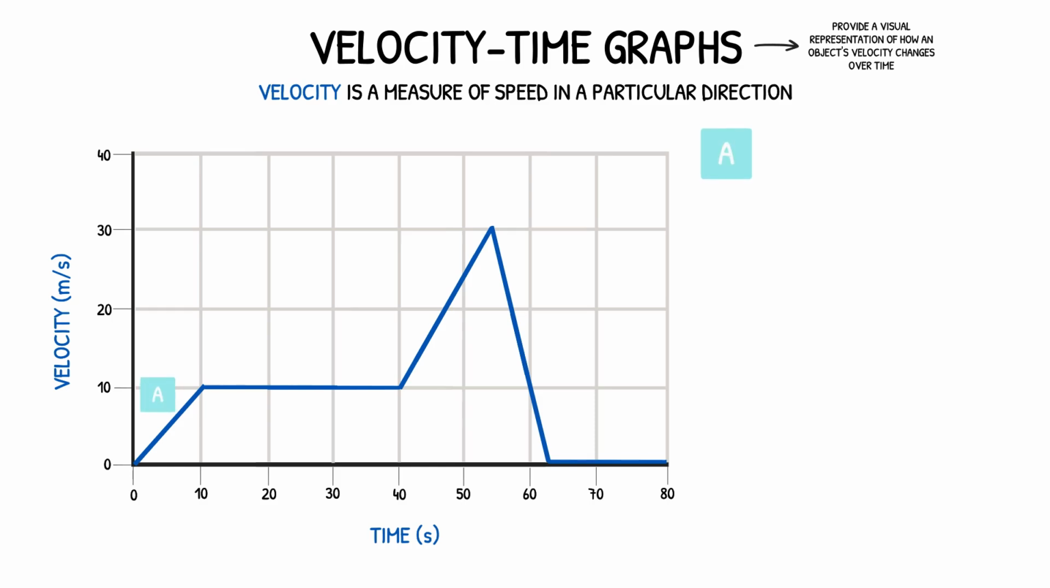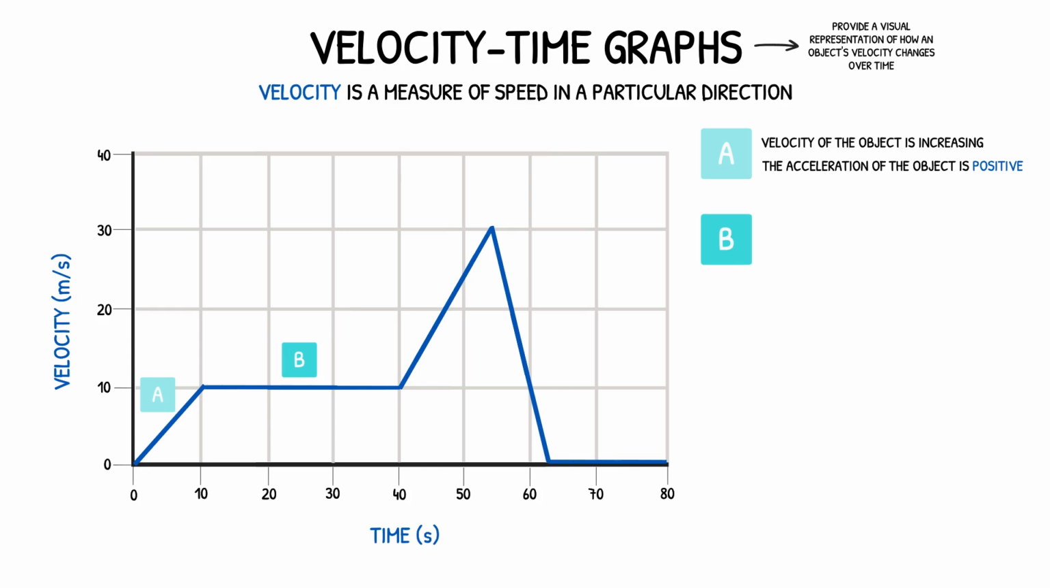At point A, we have an upward sloping straight line. On a velocity time graph, this line indicates that the velocity of the object is increasing. We can confirm this by looking at the values along the x and y axis of this graph. As the line slopes, we see that the velocity of the object is increasing from 0. This positive increase in the object's velocity indicates positive acceleration, which means that the object is speeding up.